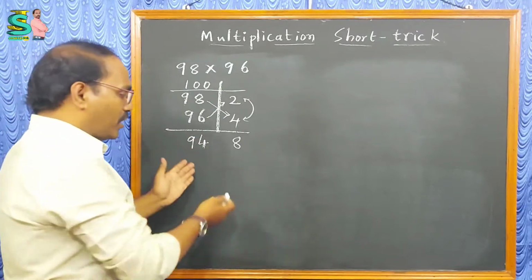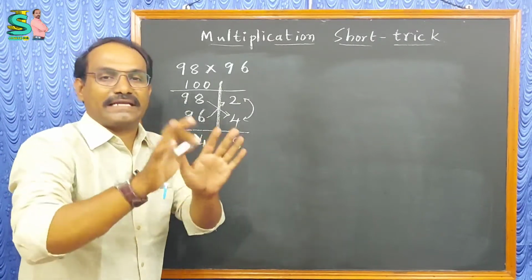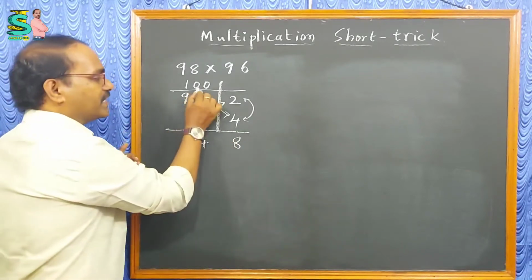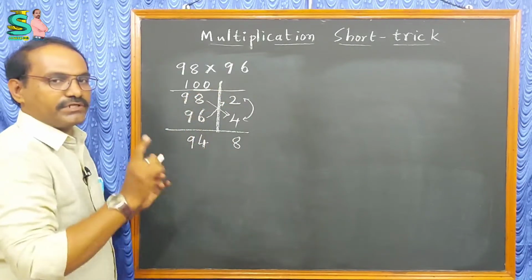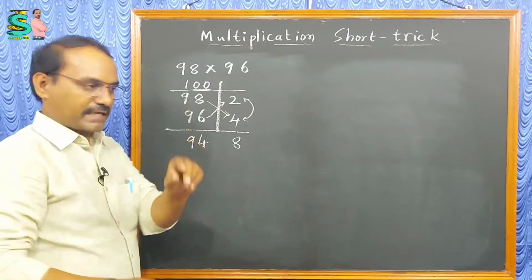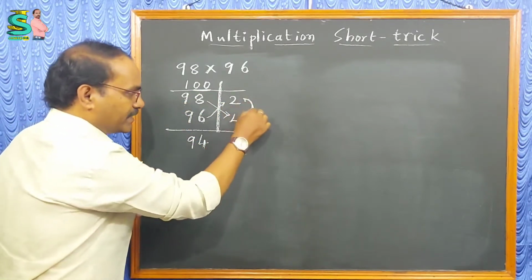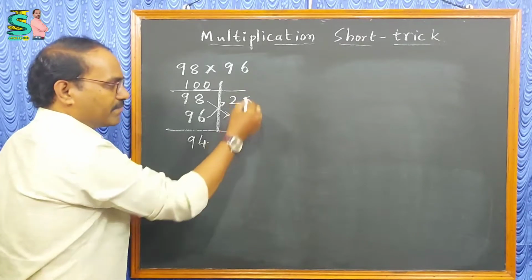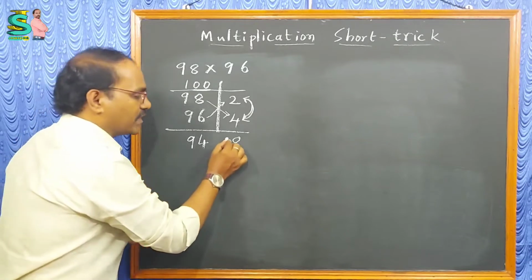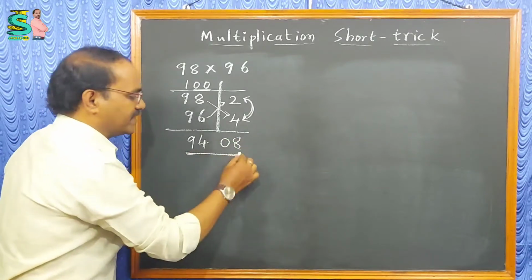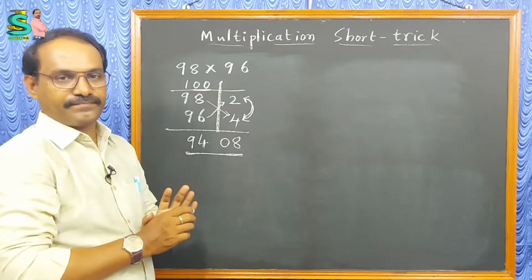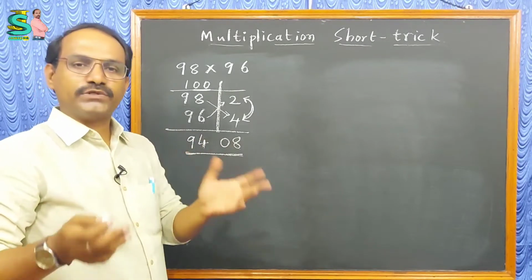But how can we know how many digits are there in multiplication? So you can count the zeros. How many zeros are there? 2 zeros are there. That's why this number must be a 2-digit number, but here only 1 digit is there, so you can write 0. So this one is your answer, 9408. It will take 5 seconds to 10 seconds only.